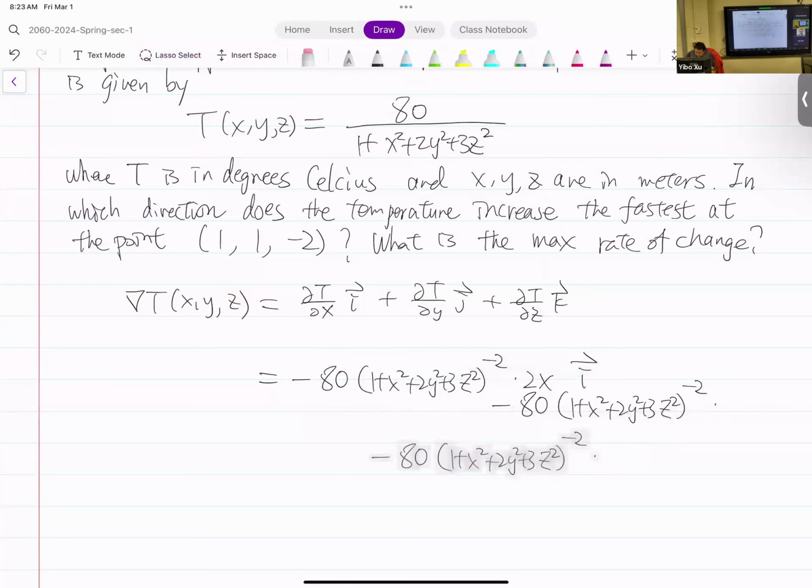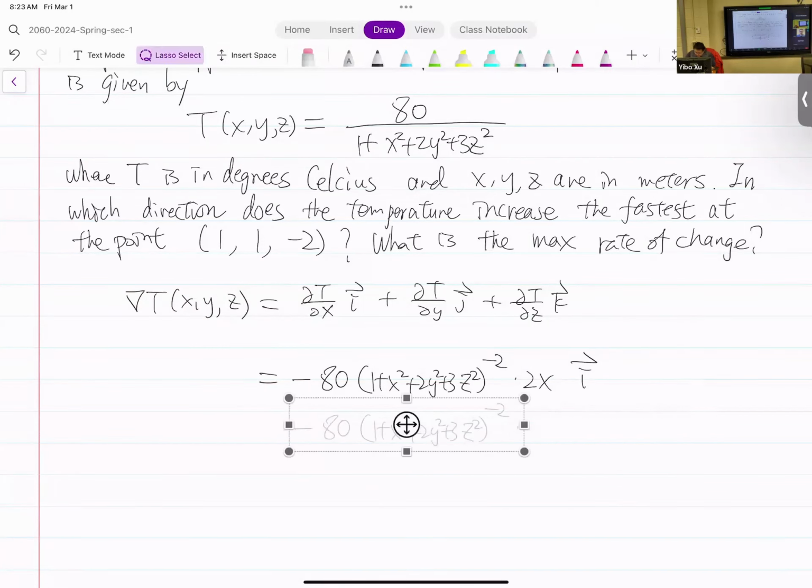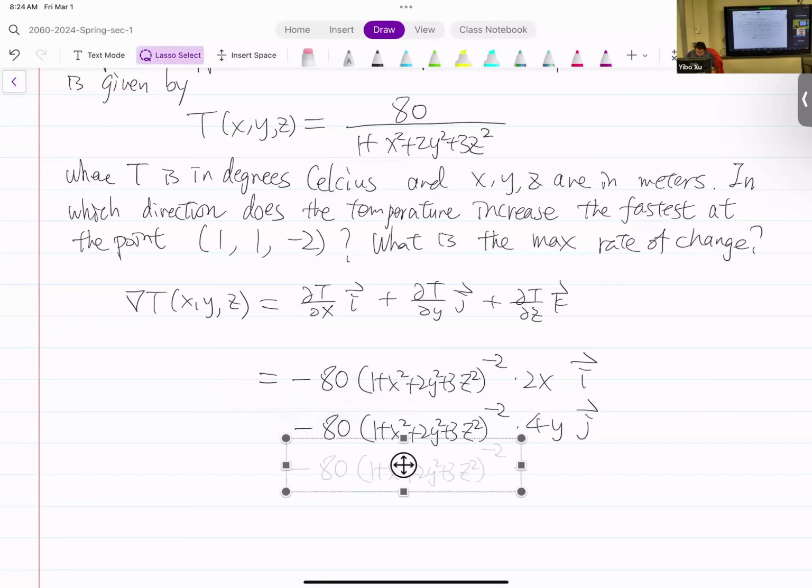So if you're doing the partial derivative with respect to y, it's the same expression in the front, and then the derivative of the outer evaluated at the inner, and then you multiply by the derivative of the inner. For y, that's just 4y j. And copy that again, so for z it's going to be 6z, right?